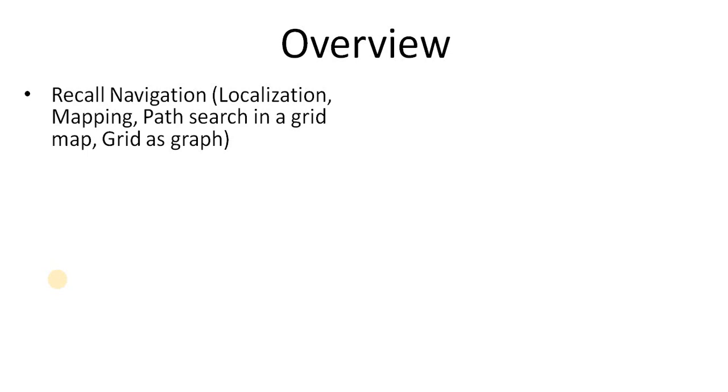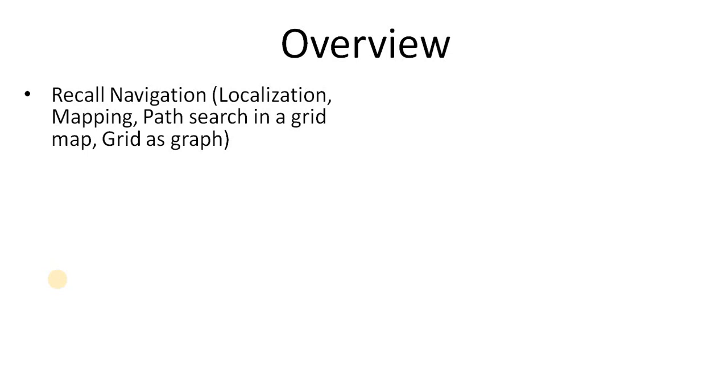We defined what navigation was. Navigation was the ability of the robot to find its location in the environment. The robot should know where it is now in the map or in the environment, and then the robot should also be able to make a model of the environment, or the map of the environment. So it should know where the obstacles are located in the map.